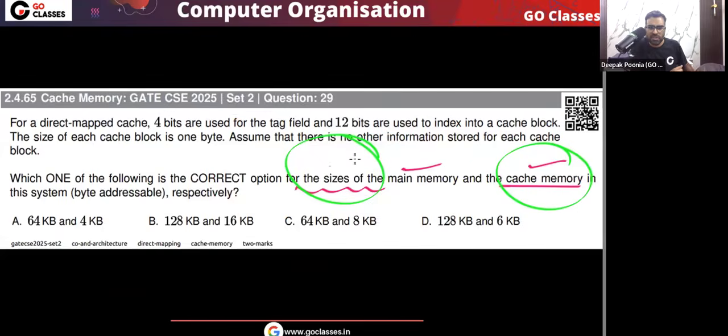Okay, so here you can see in this question, we need to find the size of cache memory. That simply means the number of cache lines multiplied by the line size. This will be the answer for this. Okay, is this clear? Very simple.